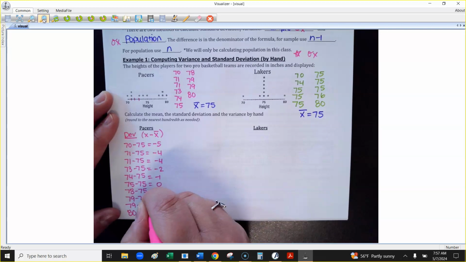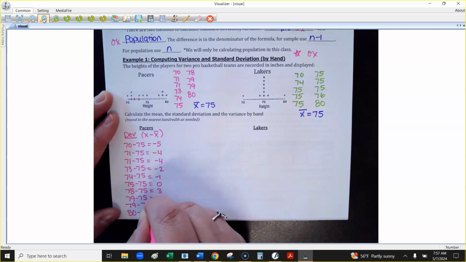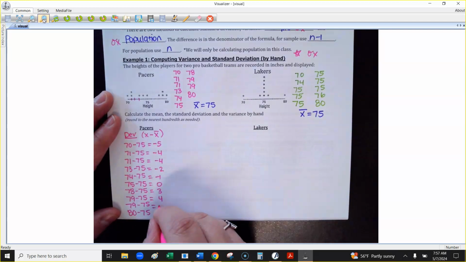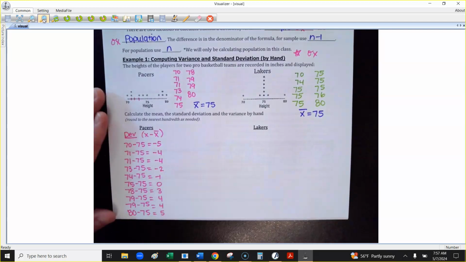Let's see, then we get positive, I get 3. That means they're 3 inches taller than the mean. I get 4, and I get 5. If it's positive, it just means it's above the mean.